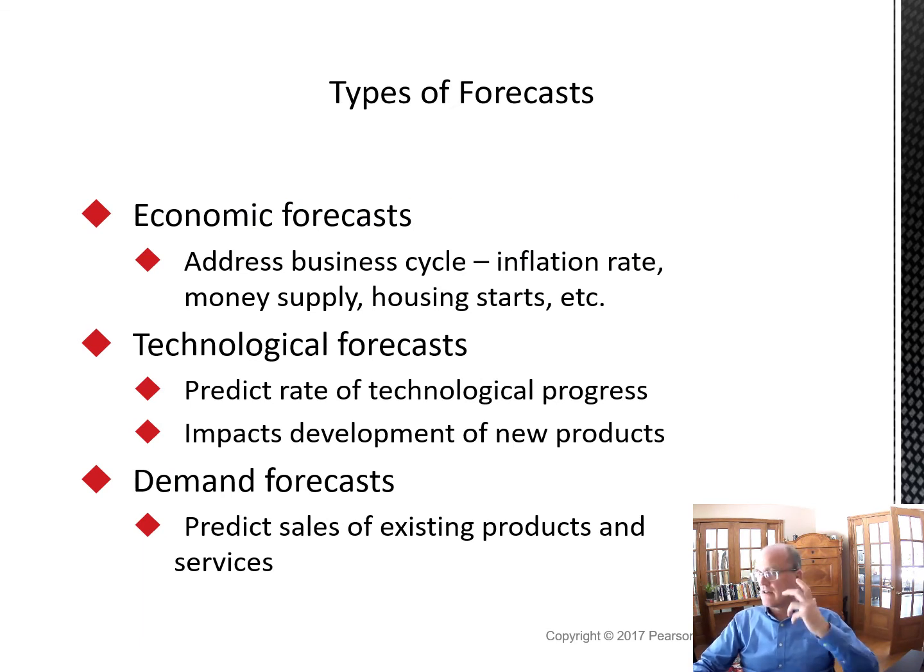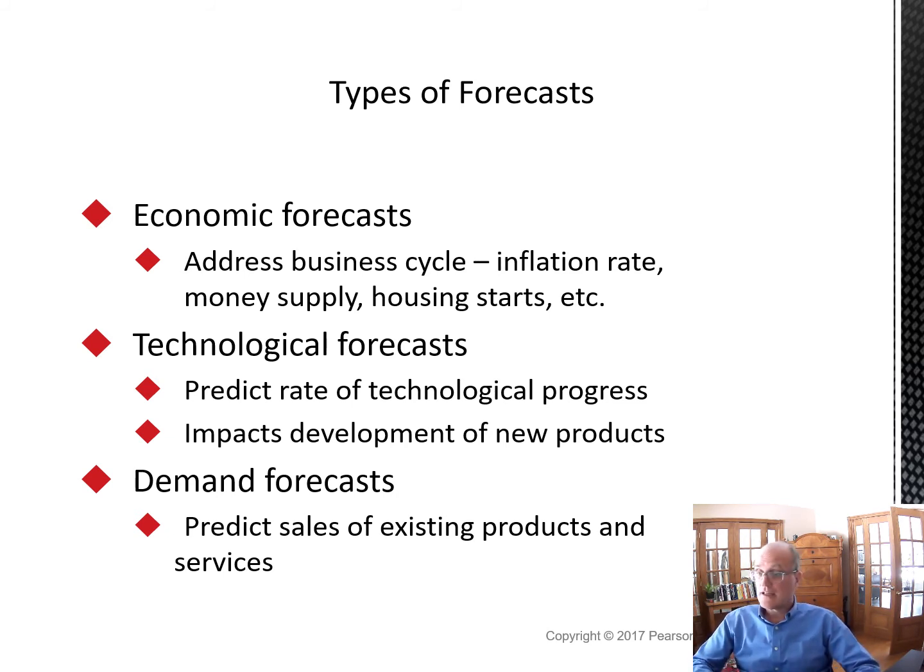So we have a variety of different types of forecasts that we need to think about. Economic forecasts: what's going to happen with the inflation rate, money supply, housing starts. Those are real factors that affect demand more broadly. So we anticipate some of those sorts of things. Now, clearly, some things are easier to anticipate. We know we predict business cycles reasonably accurately.